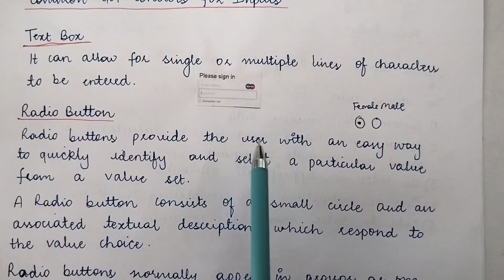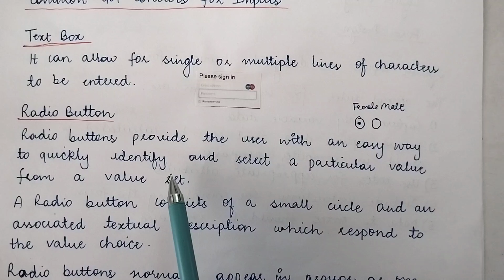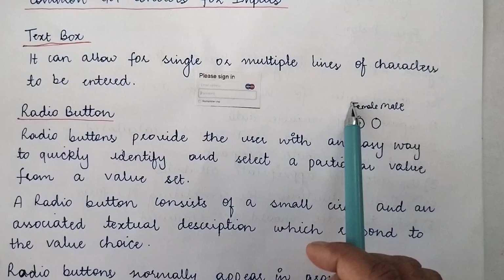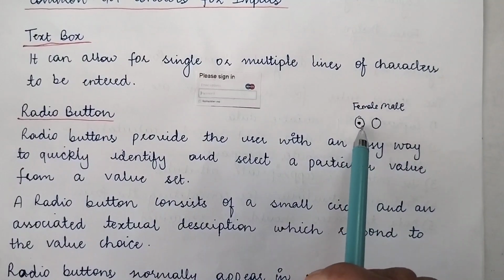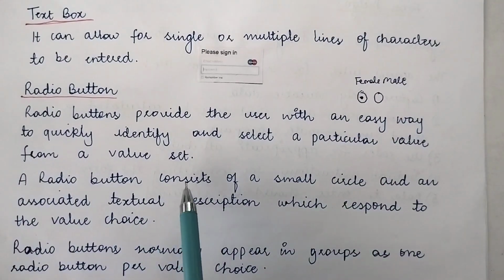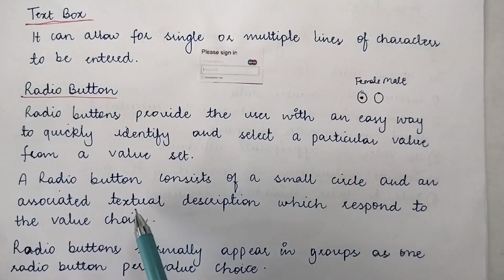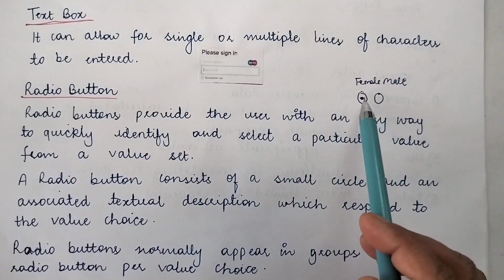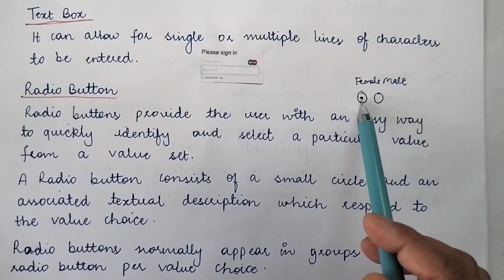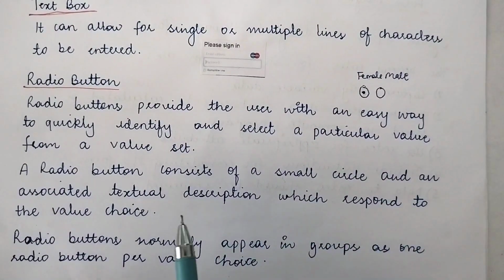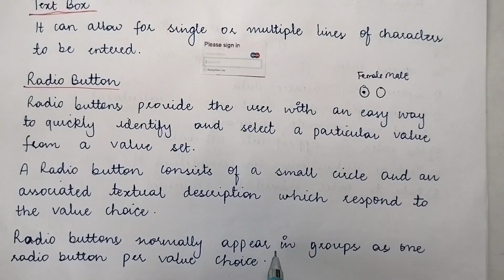Radio buttons provide the users with an easy way to quickly identify and select a particular value from a value set. Like here, from a value set of female and male, depending upon our gender, we can select a value female or a value male. A radio button consists of a small circle and an associated textual description which corresponds to the value choice, right? So this circle in this radio button immediately tells you that I have selected female as the choice. Radio buttons normally appear in groups as one radio button per value choice.